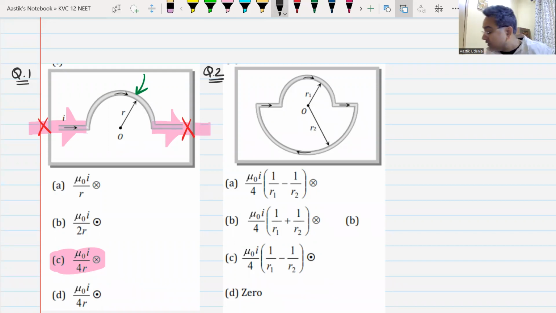This is the question. The current is not given. You can take the current as I, not a problem. Can I have the answer for this question? I'll give you 2 minutes to give me the answer.